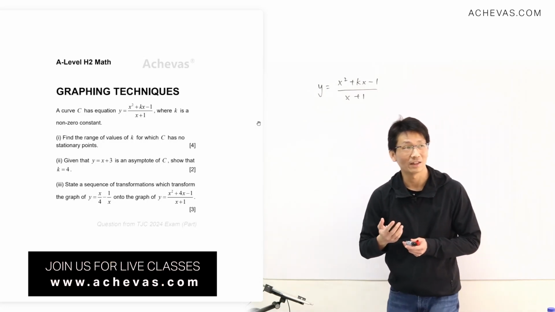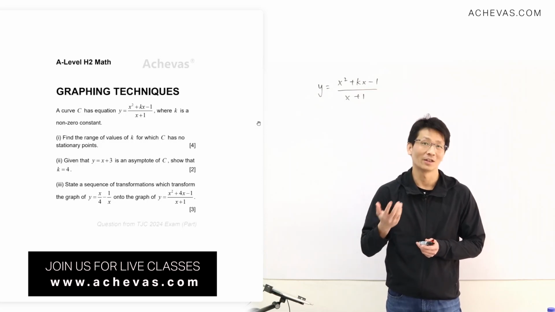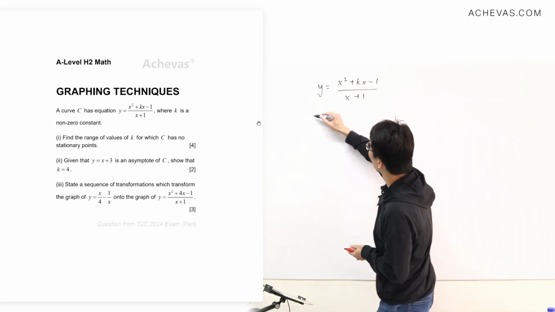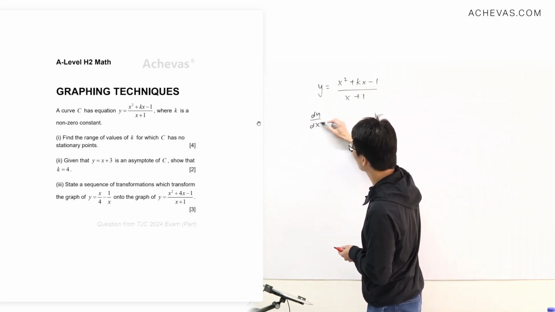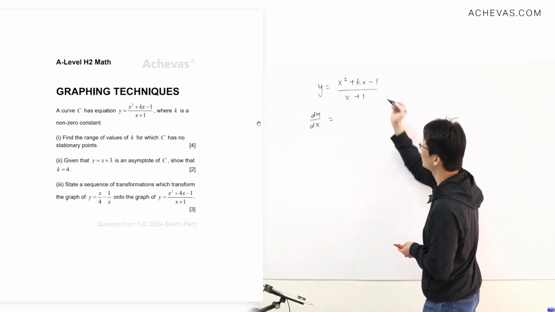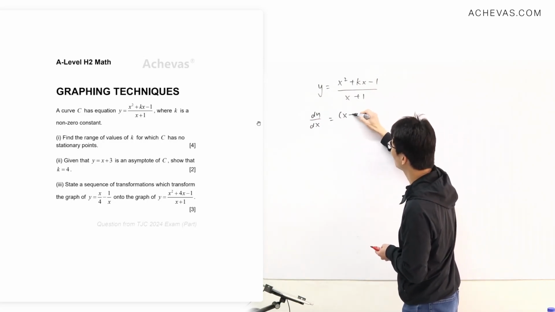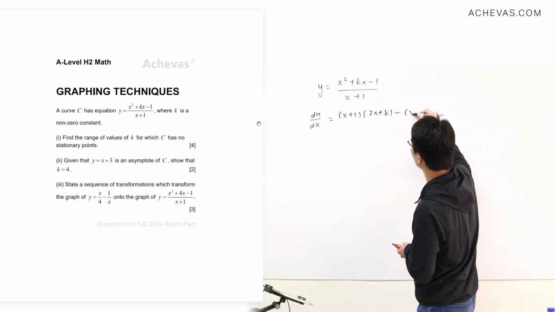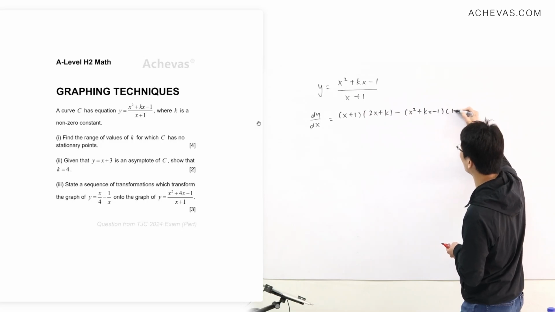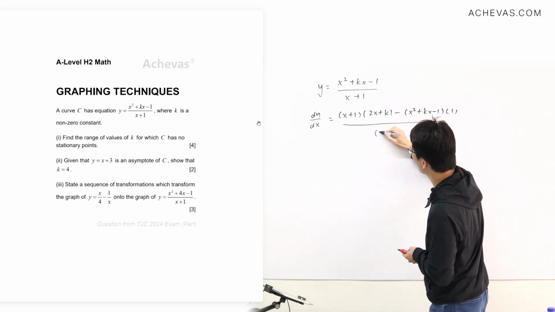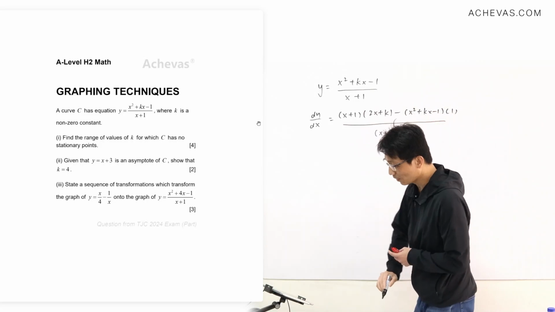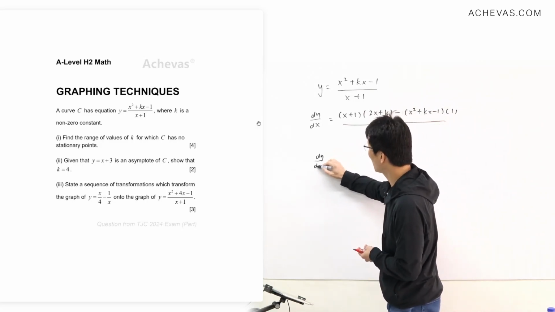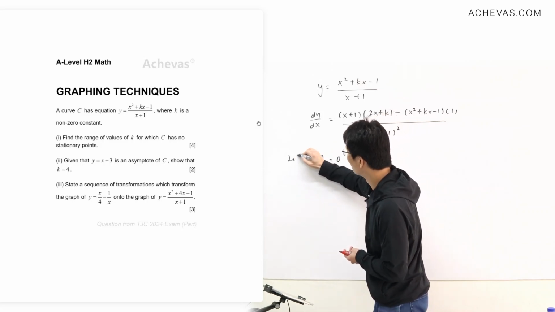stationary point. If the question mentions anything about stationary points or turning points, chances are high that we'll be looking at dy/dx. We will try to differentiate this first with respect to x. So dy/dx, I'll be using the quotient rule for this. I'll keep the denominator, differentiate the numerator, 2x plus k. Keeping the numerator, differentiate the denominator, I'll get a 1 here, over the square of the denominator. And for stationary points or turning points, I will be setting dy/dx equal to 0.